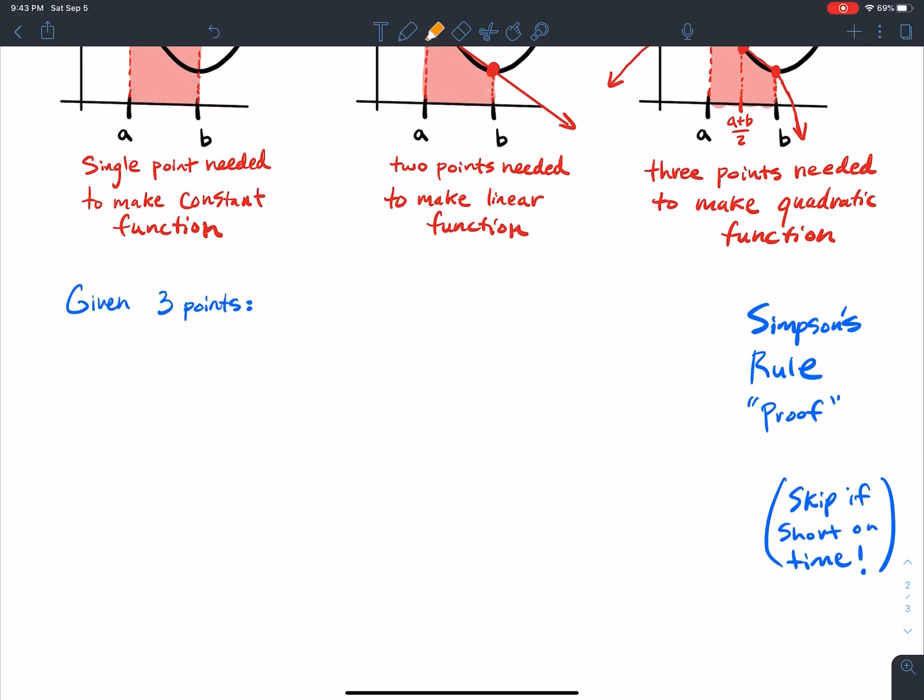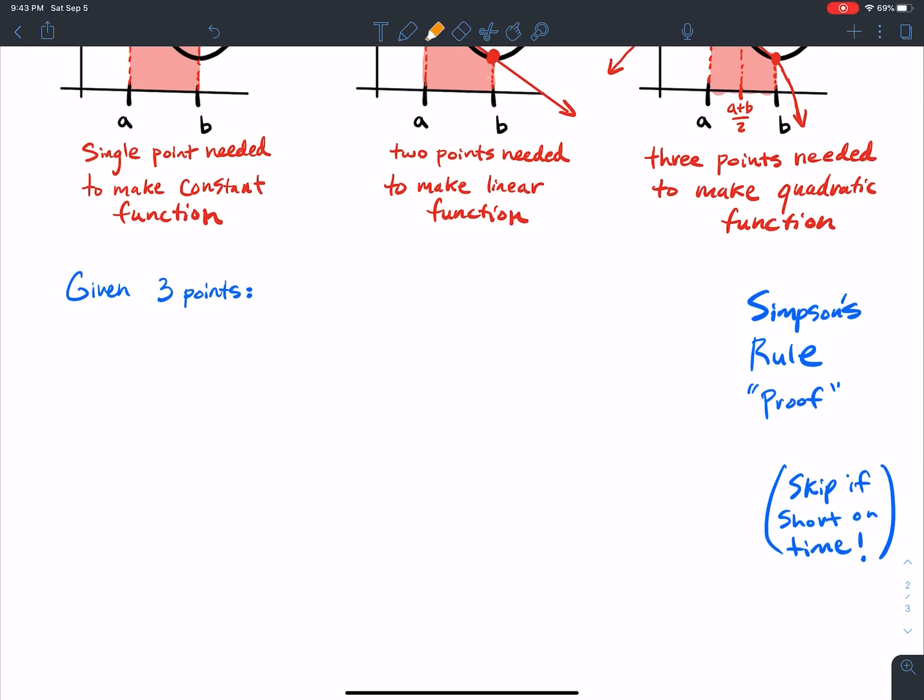So here's how you prove it. If you don't get it, that's fine. Don't freak out. It's a little beyond the scope of the course, and that's why I'm not testing you or judging you over it. It's just for your enlightenment.